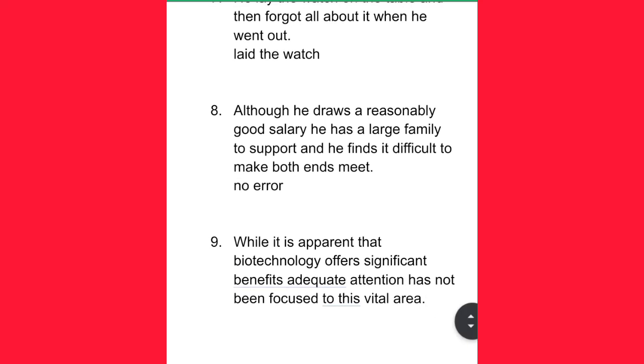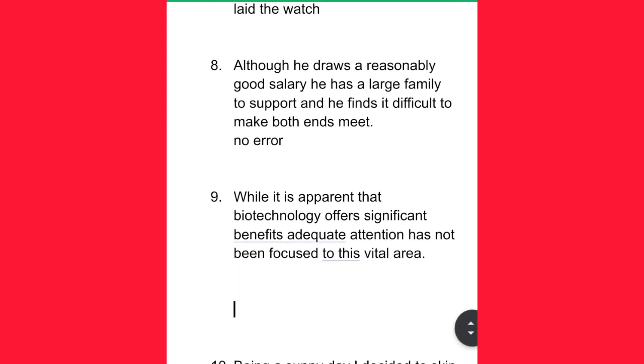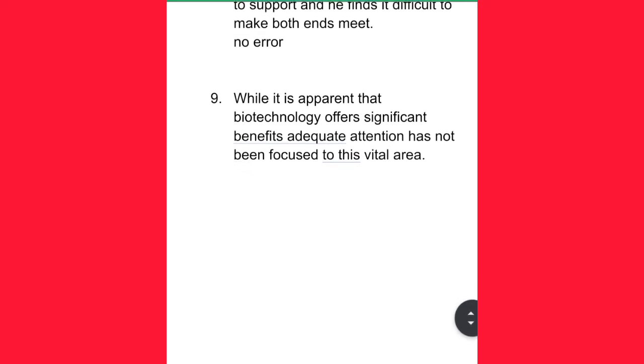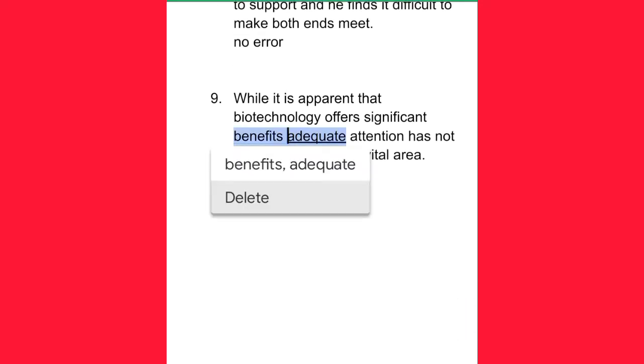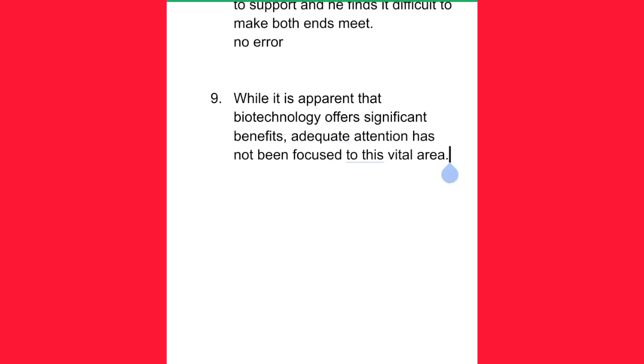While it is apparent that biotechnology offers significant benefits, here we can use a comma, so that we can properly understand the sentence. While it is apparent that biotechnology offers significant benefits, adequate attention has not been focused to this vital area. Always remember, whenever we use the word focus, the preposition that must come after it should be on, not to. So the correction would be focused on this vital area rather than to.